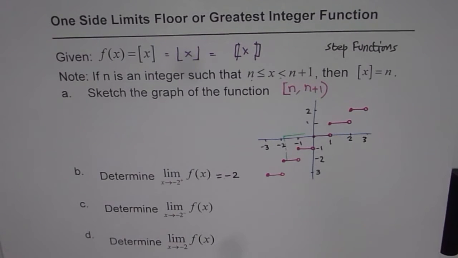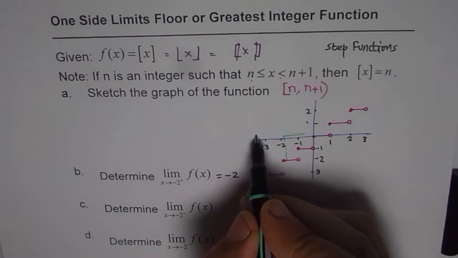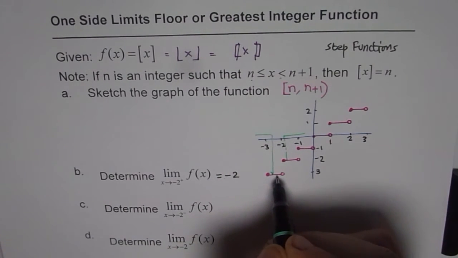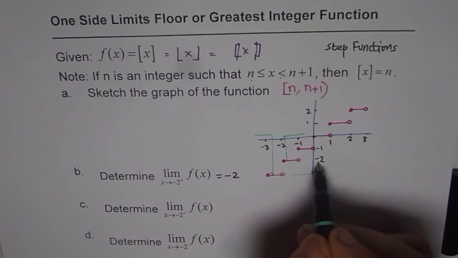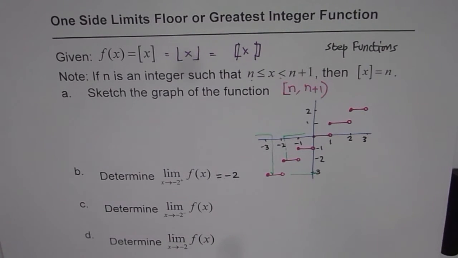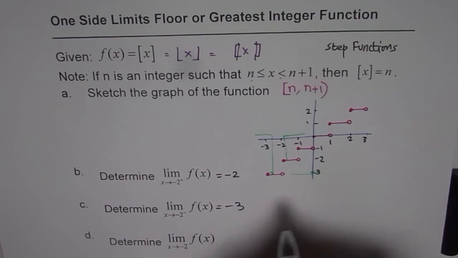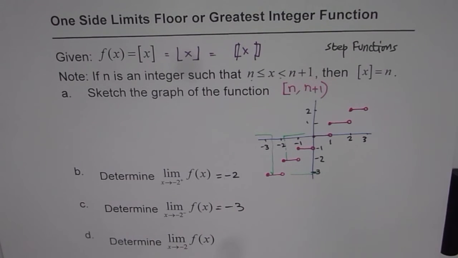Perfect. The second part, which is part C, is the limit of the function when x approaches minus 2 from the left side, which is minus 2 to the power of minus. When you approach from the left side, where do you get to? You get to this point, which is minus 3. So our answer is minus 3 for part C. Let me clearly write minus 3 here.